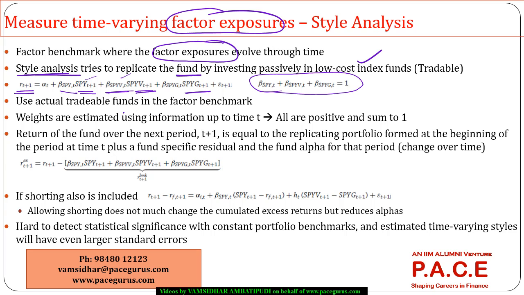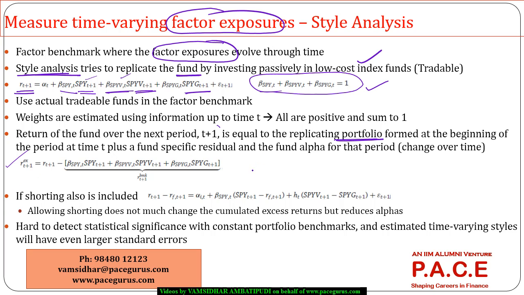So in the factor benchmark, we are using actual tradable funds, and the weights are taken in such a way that they sum up to 1 and each one is positive. If I am looking at the return of the fund over the next period, which is t plus 1, I'm simply looking at the replicating portfolio that I have created at the beginning of the period, and to what extent the return is in excess of the replicated portfolio that we have constructed during that particular period. So that is how we are considering the return of the fund over the next period.